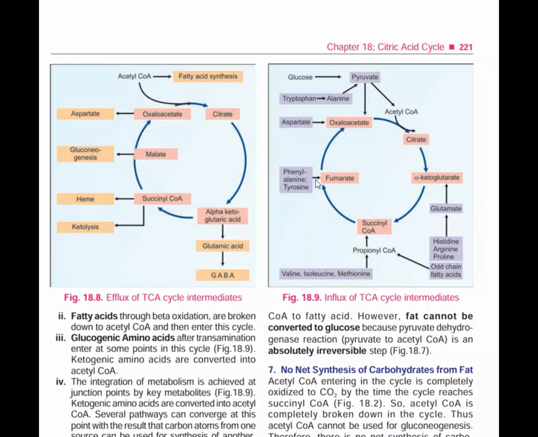So I think we have discussed everything, specifically the energetics of the TCA cycle, and moreover the amphibolic role and anaplerotic reactions of the TCA cycle.